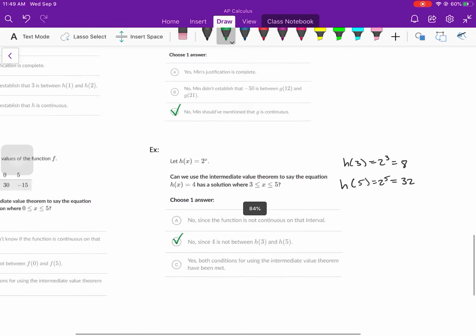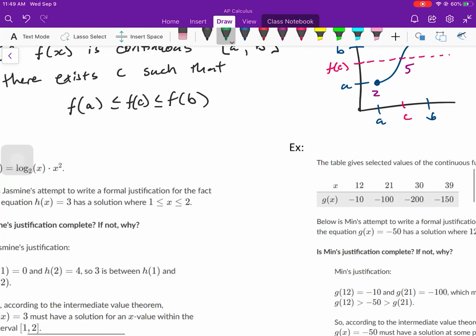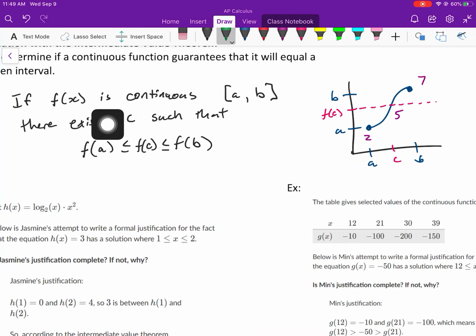So those are really the two things that we're looking for. We're looking, hey, is our value in between the two endpoints? And is it continuous?